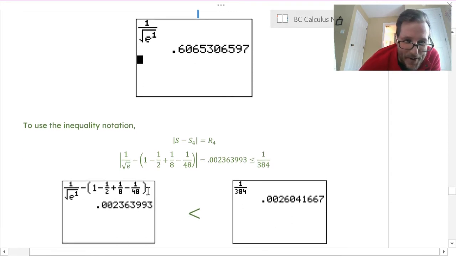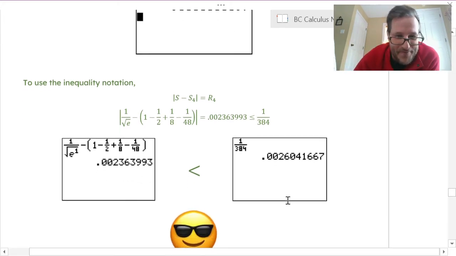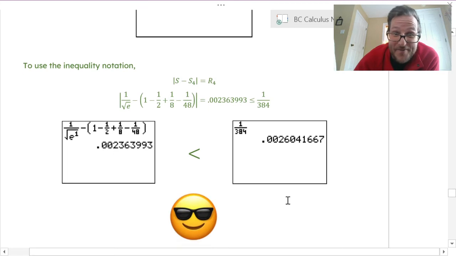The exact error right there, 0.0023, is less than 1 over 384, 0.0026. Oh my, are you kidding? This stuff is awesome. That is rad.